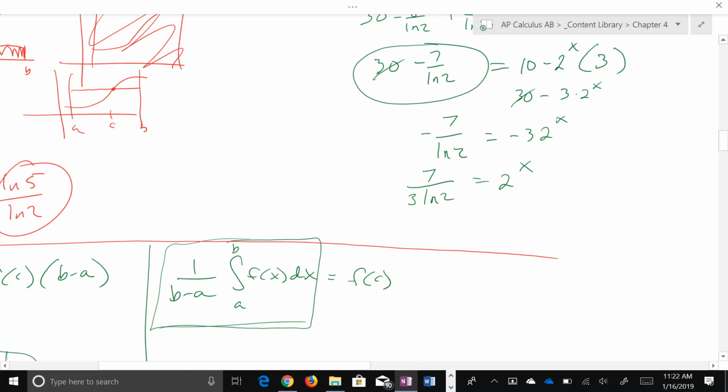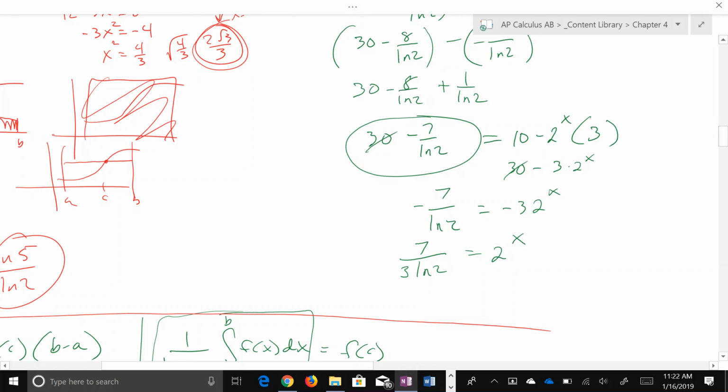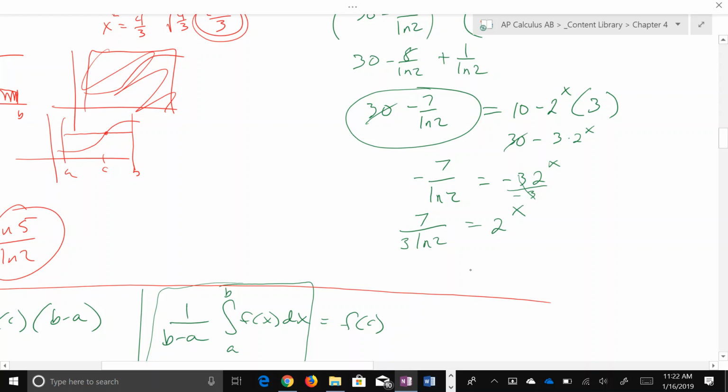What's that? Oops, sorry. Yeah, I divided by negative 3. And that cancels. Just think of it like a coefficient. How do I get rid of 2 to the x? ln both sides. So it's a big mess.